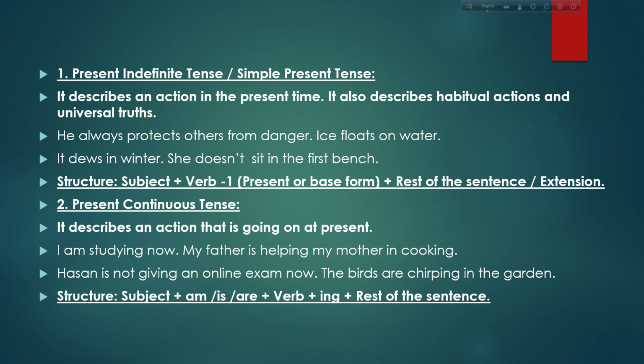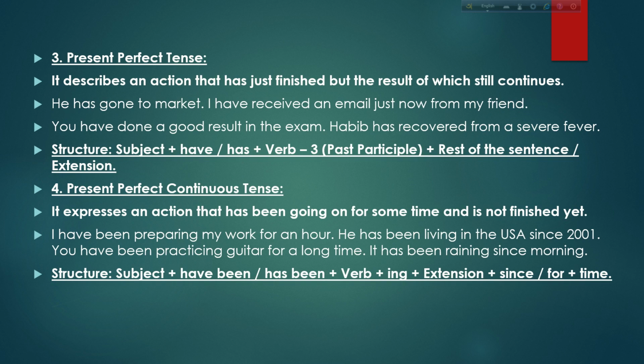In continuous, always the ing form of the verb will be there, and the rest of the sentence. Present perfect tense describes an action that has just finished but the result of which still continues. He has gone to market. Have or has comes. I have received an email just now from my friend. You have done a good result in the exam. Habib has recovered from a severe fever.